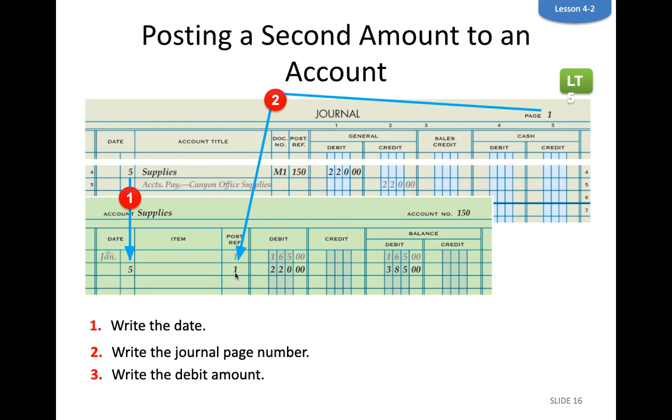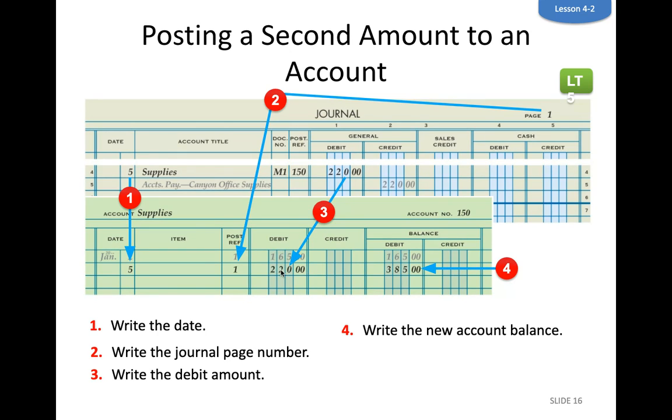Write the debit amount because, again, there was another debit in supplies right there. So the debit was $220. So on this one, we're going to debit $220. Record that. That's the entry that was made on January 5th. Write the new account balance.